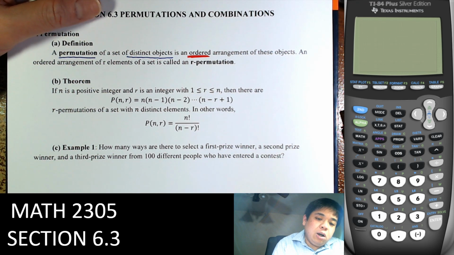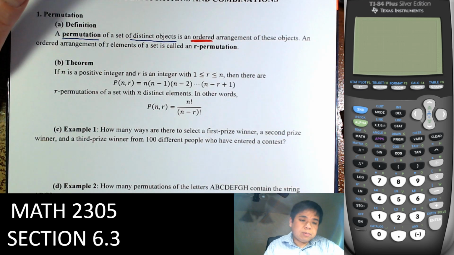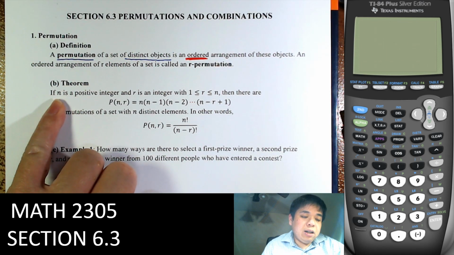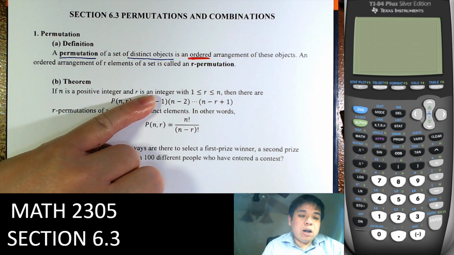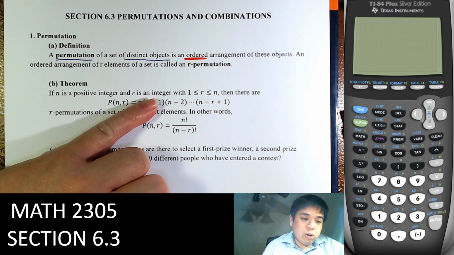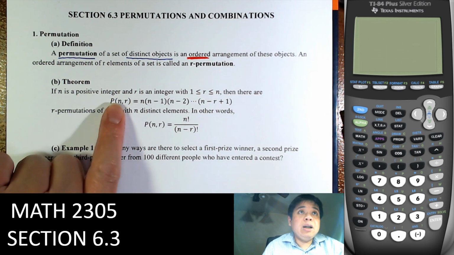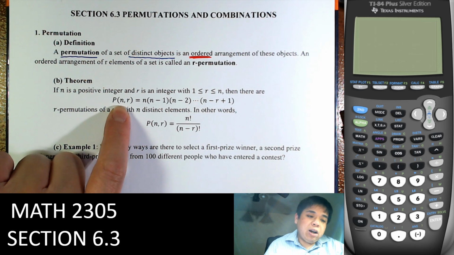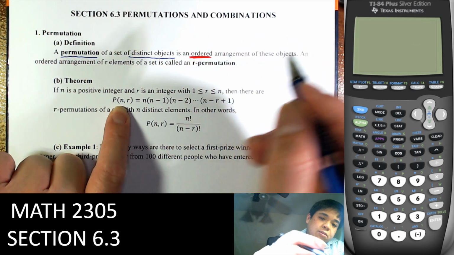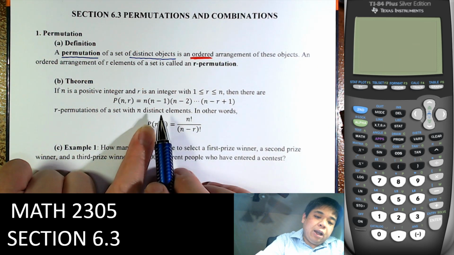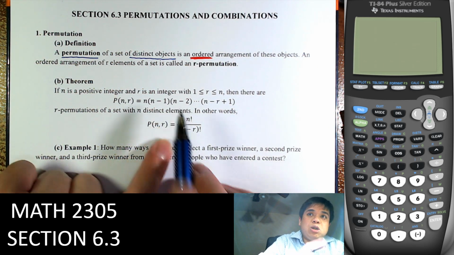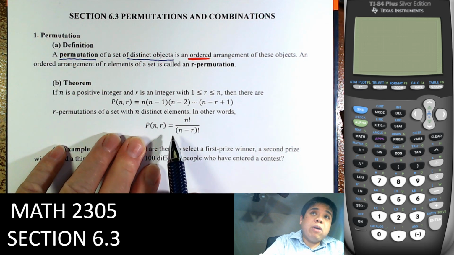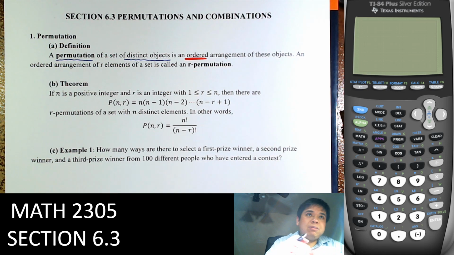There are two ways to compute this. One way: if n is a positive integer and r is an integer less than or equal to n, the r-permutation is given by this formula, P(n, r), equal to n times n minus 1 times n minus 2, and so on. Or we can use the formula n factorial over n minus r factorial. Look at this example.